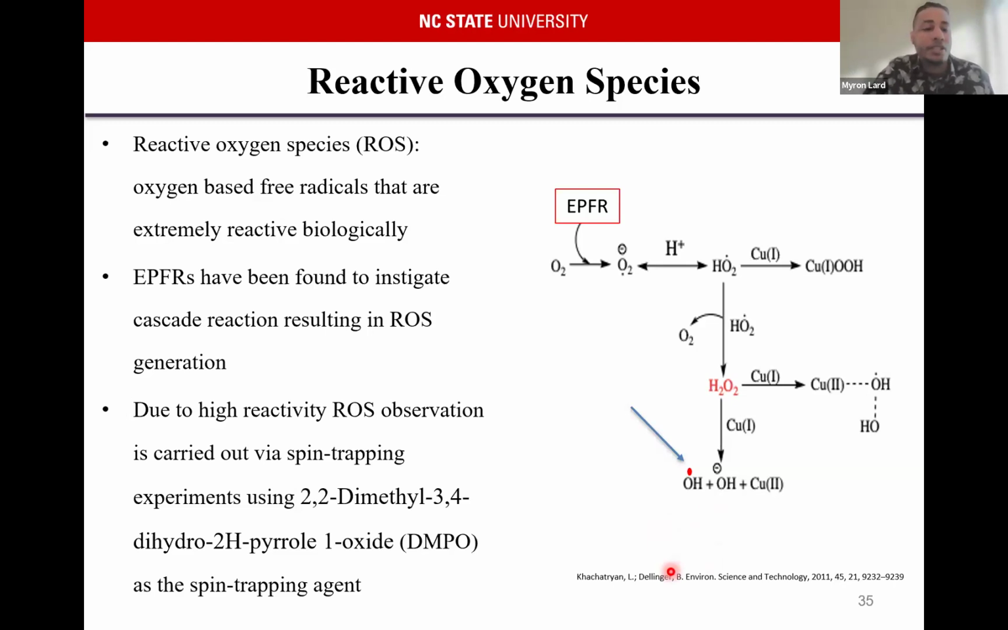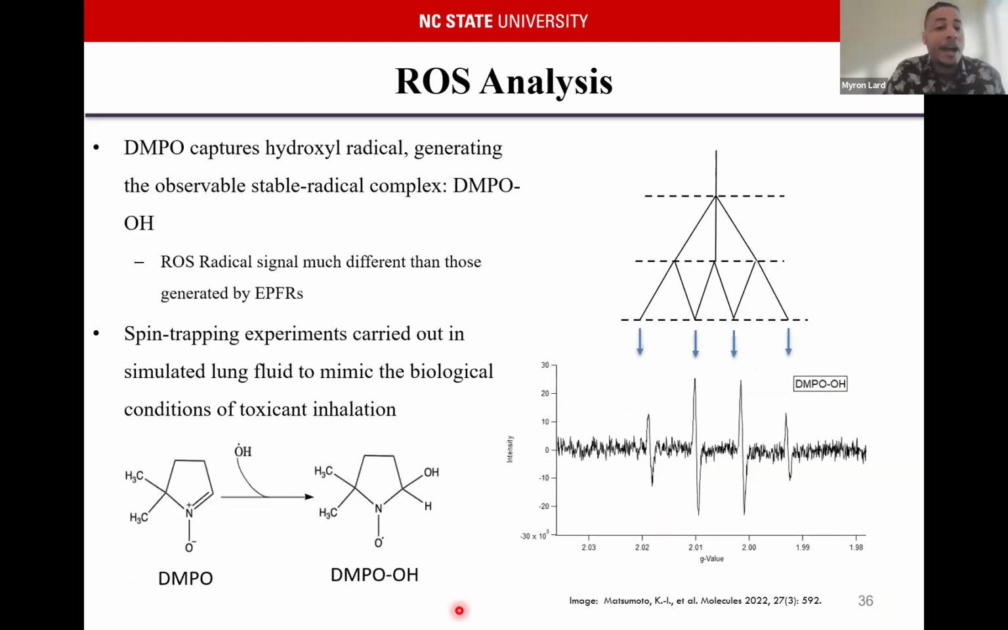Due to the high reactivity of reactive oxygen species, we can't do typical EPR measurements. We have to do a spin trapping experiment using DMPO, and I'll talk a little bit more about how that DMPO works. It captures the hydroxyl radical, generating an observable radical complex that we can then measure on our EPR instrument. We know that the reactive oxygen species radical is different because it generates this 4-peak radical, which is much different than the multi-radical signal we observed for the soil sample. So here is our DMPO, and it interacts with our hydroxyl radical here, capturing it, forming our stable radical that we can then measure on our EPR.